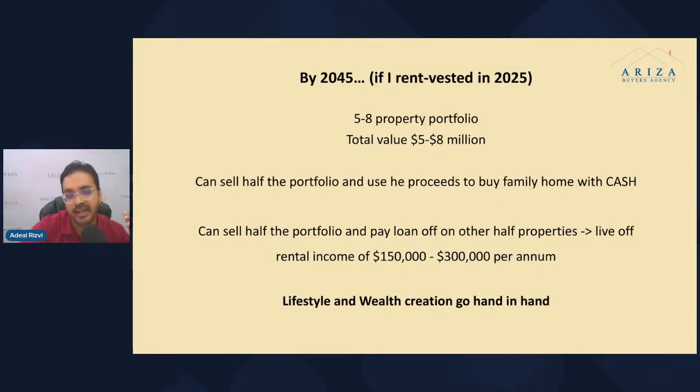But if I rent vested, and I rent vested for 20 years, let's say, so by 2045, my property portfolio should easily be sitting at $5 to $8 million. I don't need to do any more purchases after the first 10 years. So whatever I purchase in the first 10 years, I'm just holding on to them now. And now the loans have gone down as well. The rental incomes have been rising by 3-4% every year. So let's imagine by 20 years, the rental incomes have gone up by 50, 60, 70% at least. And because of that, in 20 years from now, I have a 5, 6, 7, 8 million property portfolio, which still has debt on it.